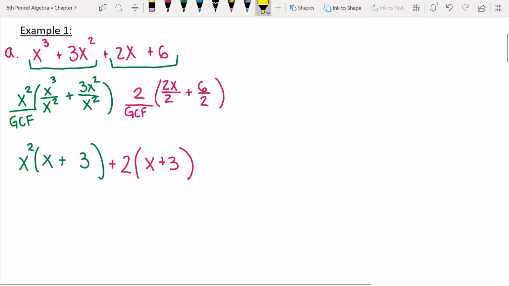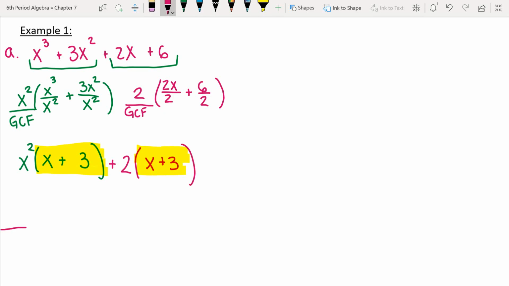Now we're looking for the common binomial term, which really is just what's in parentheses. Notice in the green, and I'm going to highlight this, in parentheses we have the expression x plus 3. But we also have that exact same expression in pink. It's also an x plus 3. That means we have another GCF. So if I prep this again, I have another GCF. The common factor between what's written in green and what's written in pink is the expression x plus 3.